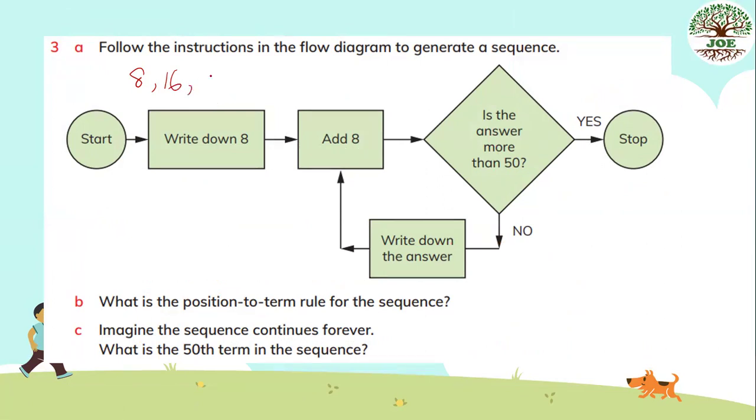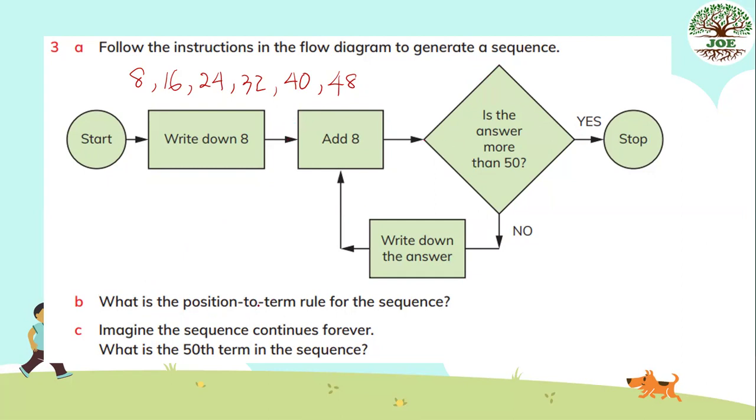So 16, 24, they are multiples of 8. 32, and so 40, 48. So another term is 56. So we stop here, at 48. Okay, this is the answer for part A. We are generating a sequence by using this flow diagram.